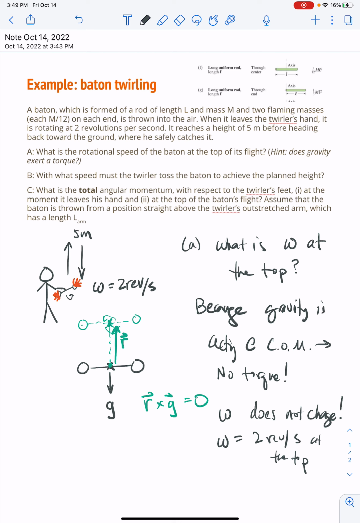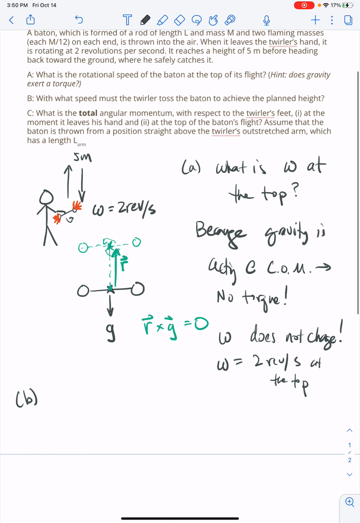Okay, so now let's pause for a minute. You can read part B, and then we'll talk about how to do it. And I'm going to give you a second to pause the video if you haven't yet looked at it. Okay, so for part B, we want to know what speed must the twirler toss the baton to achieve the planned height.